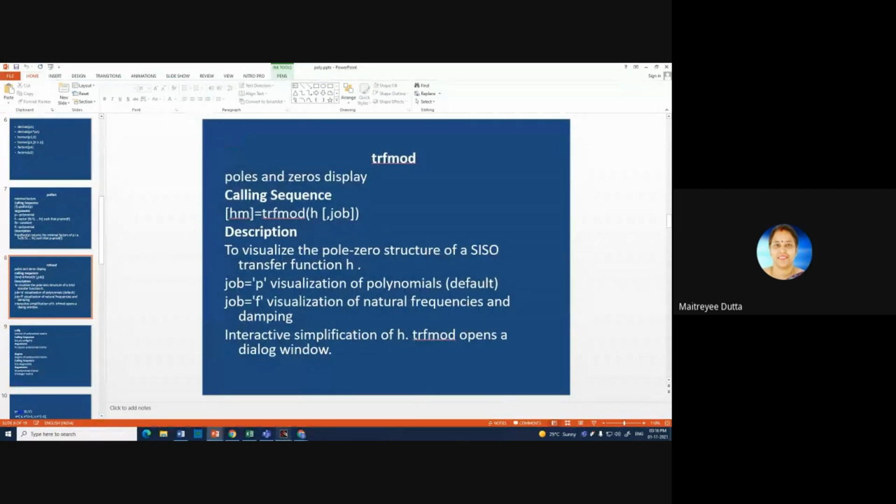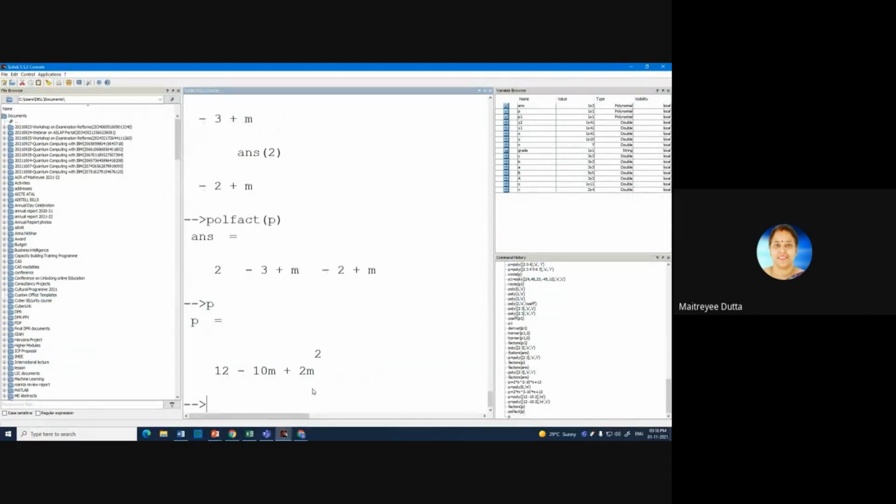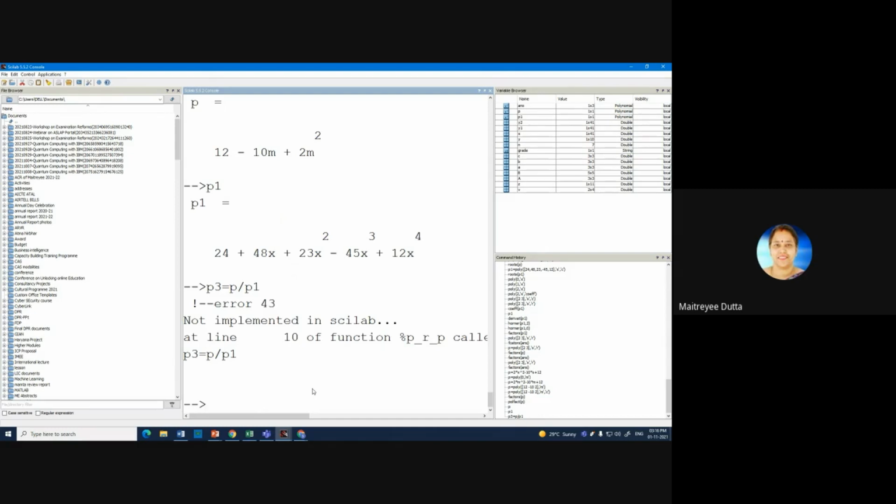Let me go to here. Now let me see what we have in P. We have P is this, and another one, for example, P1. Let us see that P3 equal to, say I am giving P by P1, right? Okay, it is not taking, no problem. We can take P1 as some other values, say another polynomial. Let me check. So it is not differentiate.